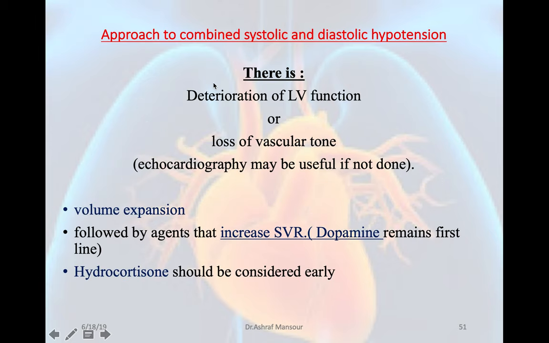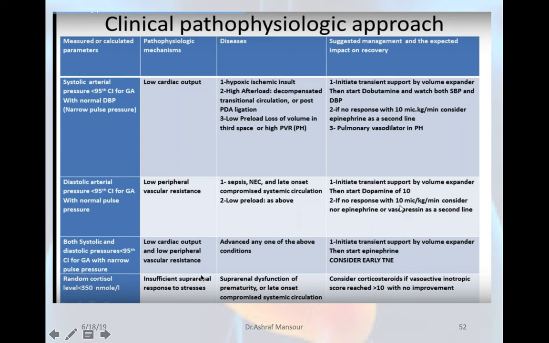If you have systolic and diastolic hypotension both at the same time, you have to know that you have deterioration in the left ventricular function or loss of vascular tone. Echo may be useful. In this case, you have to give volume expansion, as we said before, followed by agents that increase the systemic vascular resistance. Dopamine remains here the first line in combined systolic and diastolic hypotension. Hydrocortisone, if used early, will be more effective.